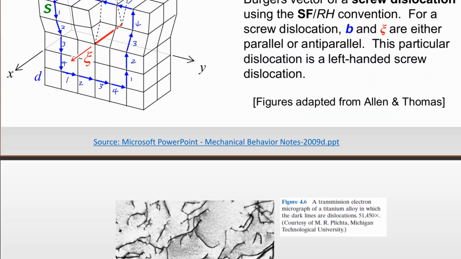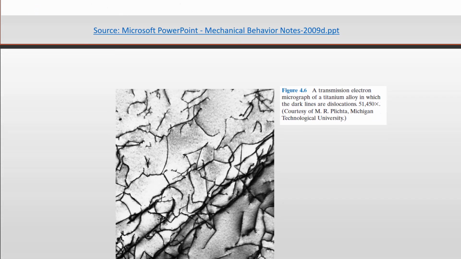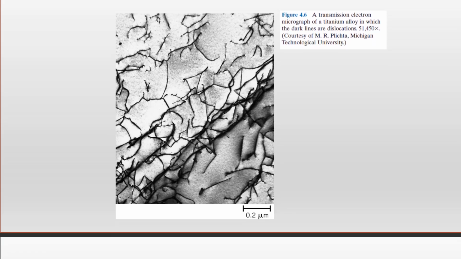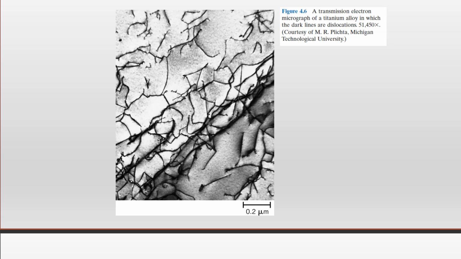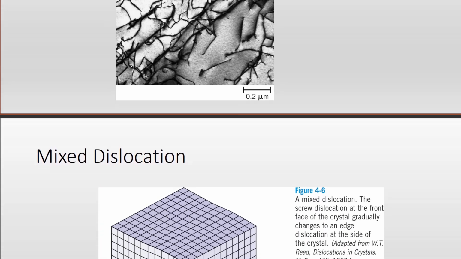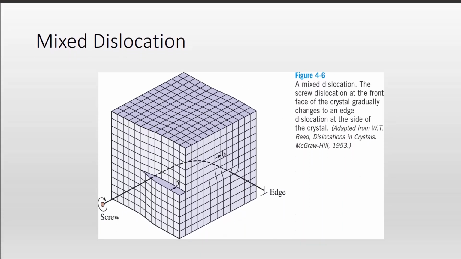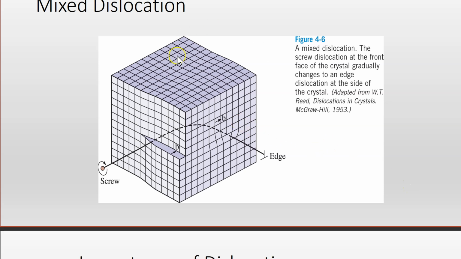These line defects can be seen in transmission electron microscopes as dark lines. It's also possible to have a mixed dislocation that starts off in one part of the crystal as a screw dislocation and then ends up in another part as an edge dislocation.